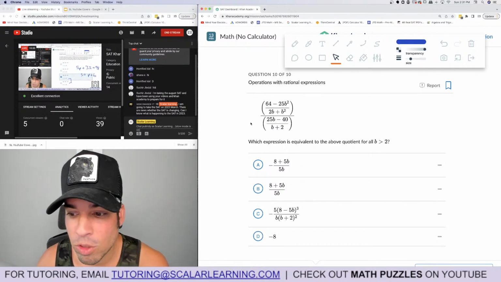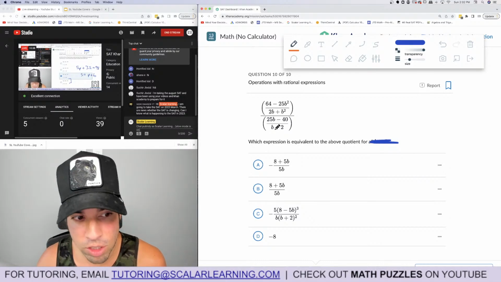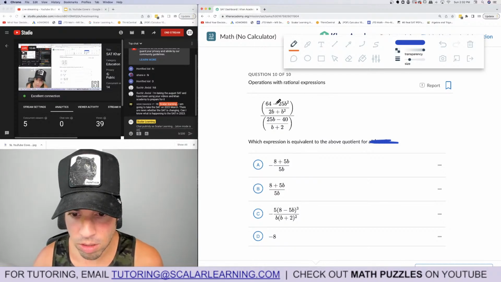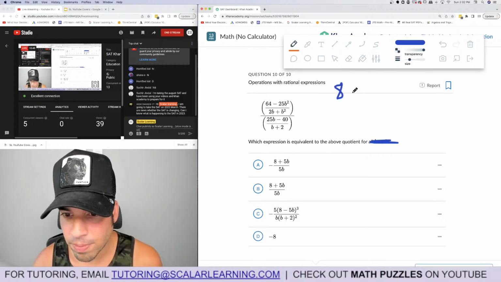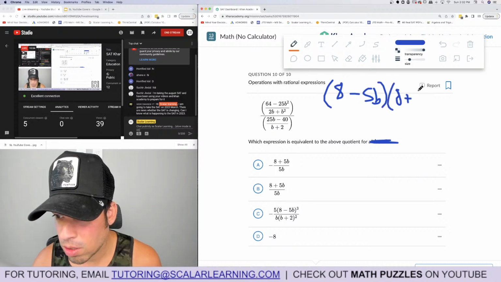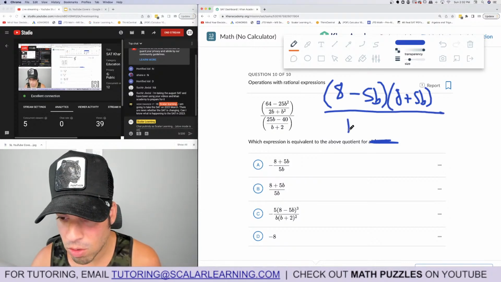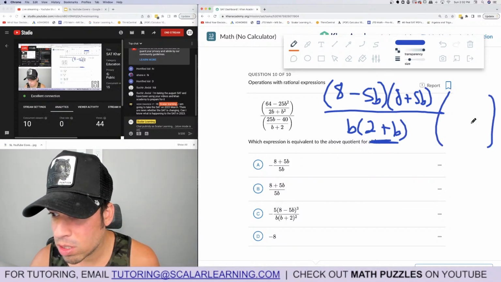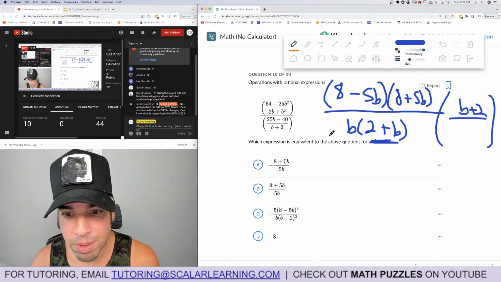All right, last one, which is fine, is equivalent to this. Again, we ignore this because that just accounts for not having a dividing by 0 situation. What's the fastest way to do this? This is a difference of squares, so I'm going to factor that as 8 minus 5b, 8 plus 5b over, and then I factor the bottom, I factor the b out, b times 2 plus b. And then I'm going to multiply by the reciprocal of the denominator. So it's b plus 2 on top.